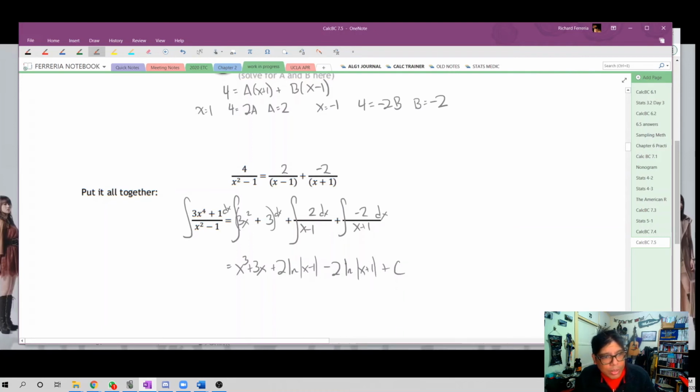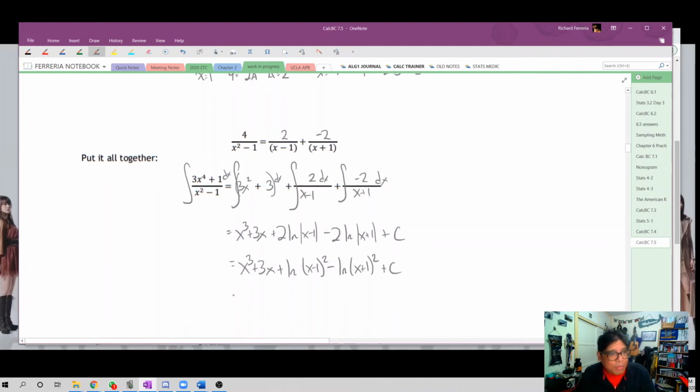We're going to raise our power in our logs. So this is x cubed plus 3x plus the natural log of (x minus 1) squared. No longer need the absolute value because of the square. Minus the natural log of (x plus 1) squared. Same thing. No absolute value needed.